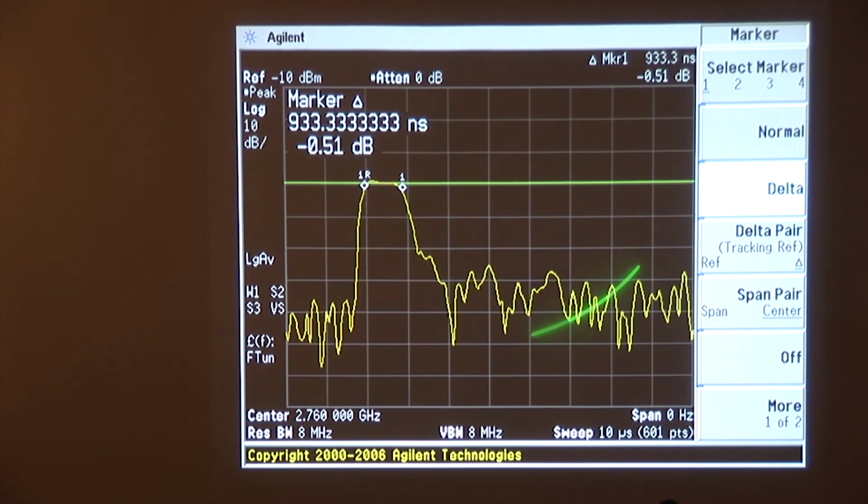Again, we would record this information if we're doing a set of measurements. We would write down this pulse width, and if the radar were transmitting multiple pulse widths, we would get a set of these types of measurements.